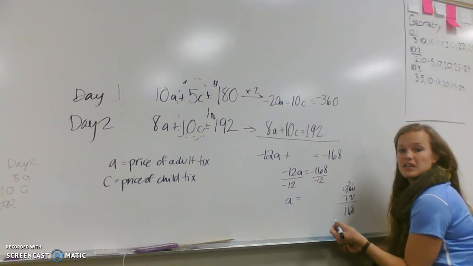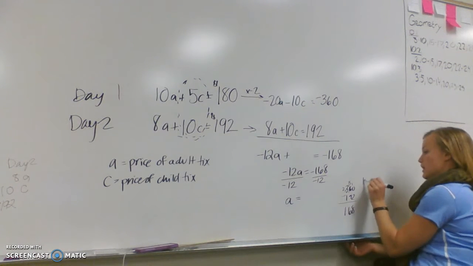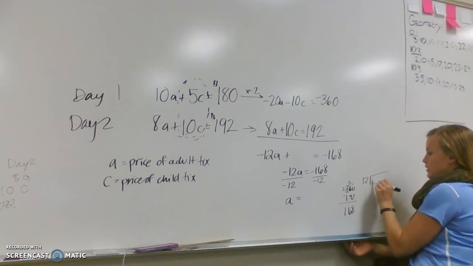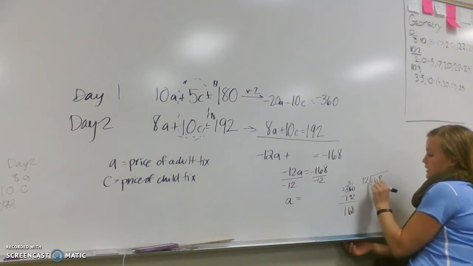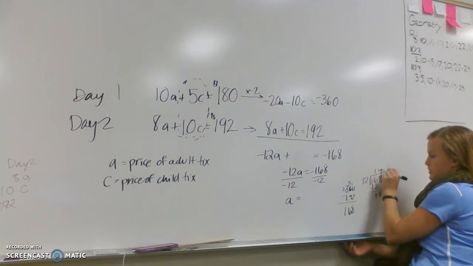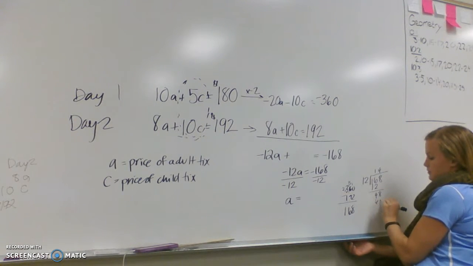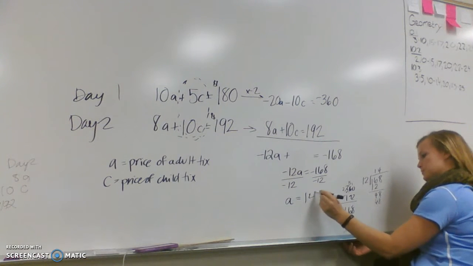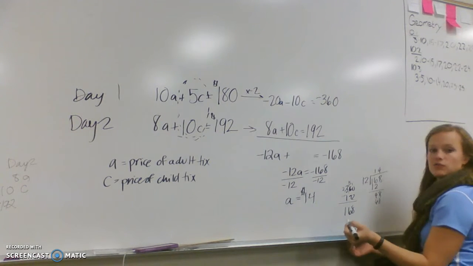I don't know what that is. I'm going to guess 19. I've got to do the math here. 168 divided by 12 is... oh, 14. So an adult ticket costs $14.